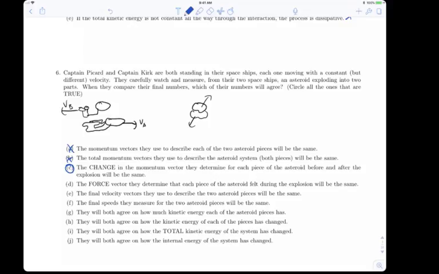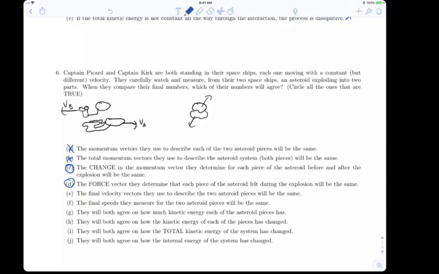The force vector they determine each piece of the asteroid felt during the explosion will be the same. Yes, the rate of change. That's the rate of change of the impulse. It's the rate of change of the impulse. No, it's not the rate of change of the impulse. It's the rate of change of momentum.